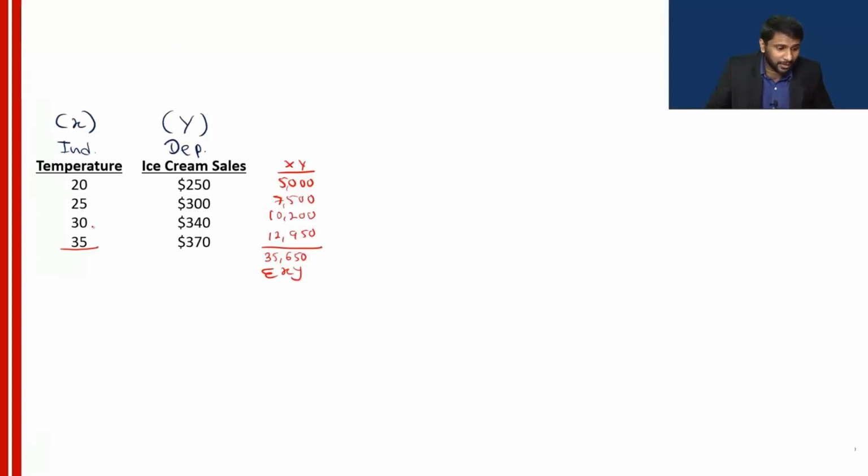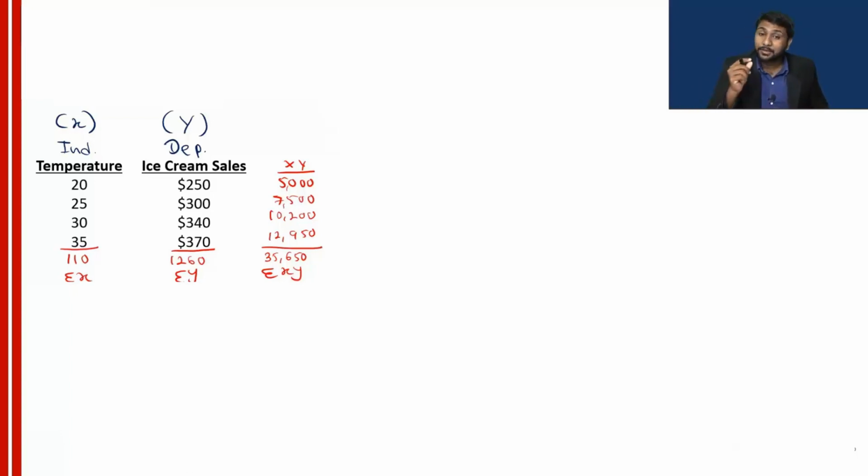So let's take the sigma x, the addition of the x column. 20 plus 25 plus 30 plus 35. I'm getting a value of 110. This is your sigma x. Then let's take the sigma of the y column: 250 plus 300 plus 340 plus 370. I am getting a value of 1260. Now, sigma of x square.